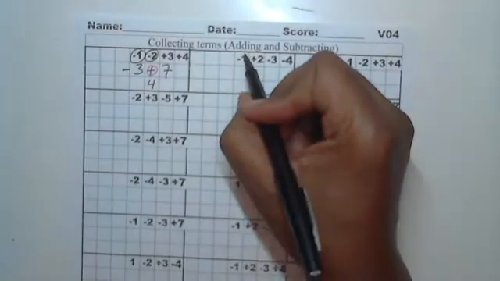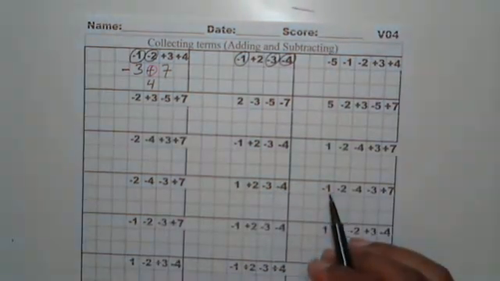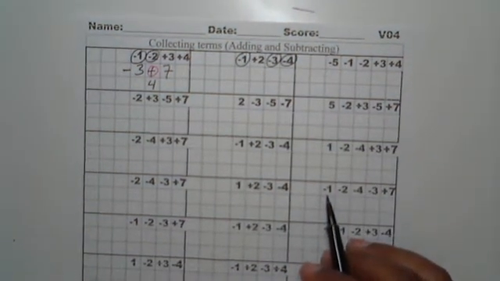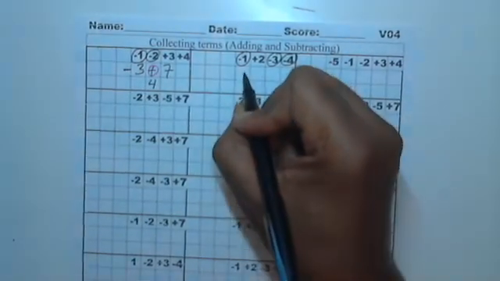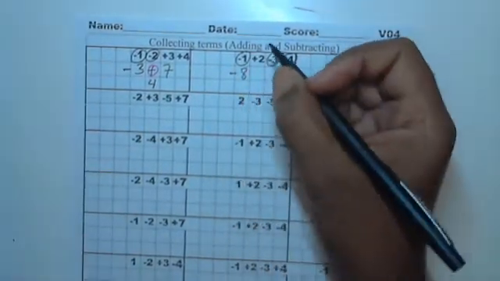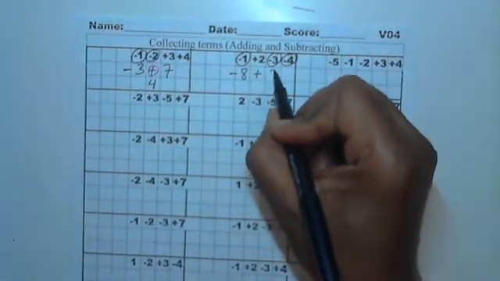Next, same signs will be -1, -3, and -4. We're going to add those together. So same signs add. 1 plus 3 is 4, and 4 plus 4 is 8. So this will be an 8 that is negative, or -8. What's left over is a +2, so we'll put the +2 next to it.